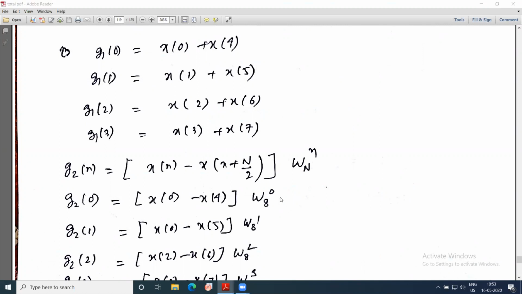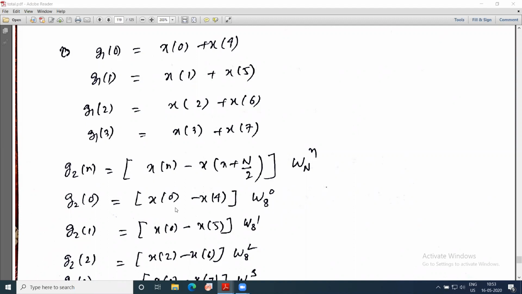So x0 minus x4, then you have to multiply by W80. Now see, this is multiplication after x0 minus x4. x0 minus x4, I can write x0 plus minus of x4. So essentially, this subtraction is an addition operation. Now, what I'm saying is that this multiplication is post, and previously in DIT, the multiplication was pre. So in DIF FFT, it is a post multiplication.